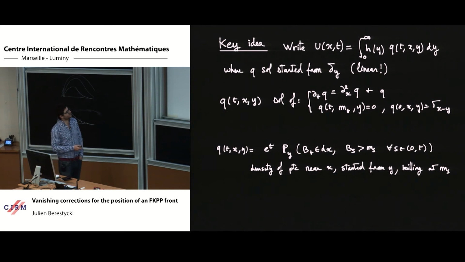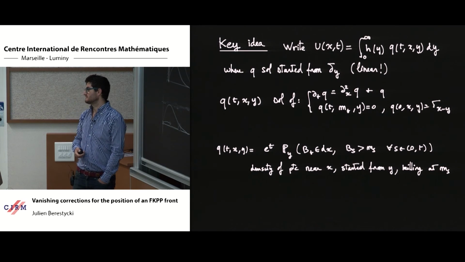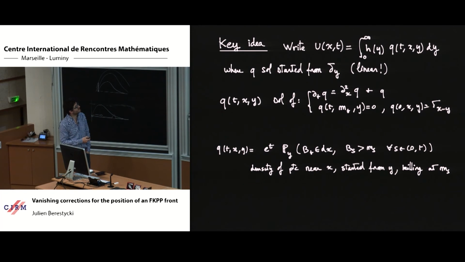Well, it's just a heat equation plus growth, right? So this plus q here is going to give me an exponential growth in my solution, so I put this in front. If I didn't have this here, this would just be the density of a Brownian motion, so the density of a Brownian motion killed at m_t, started from y, around point x. That's all it is. So this is just exponential in time t times the probability, starting from y, that my Brownian motion at time t is near position x and has always been above this killing boundary. That's all it is.